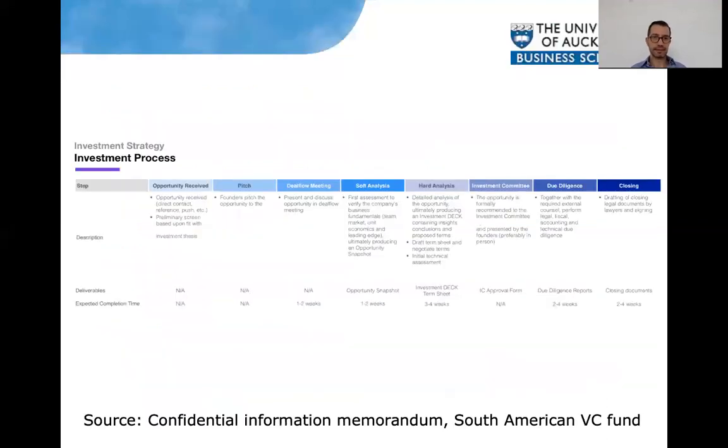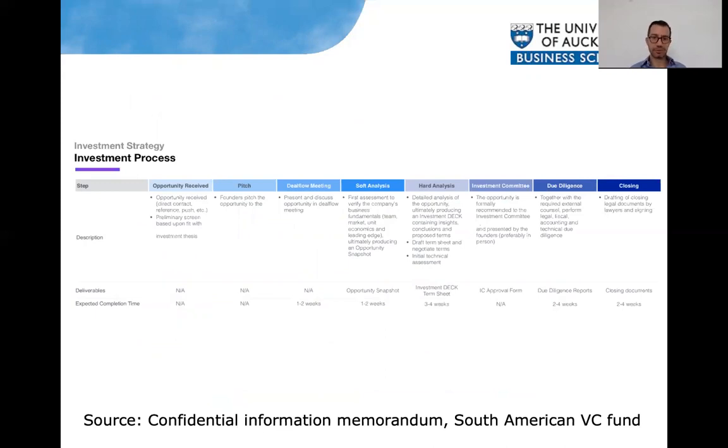This is another example of the investment process. This is a case I've taken from a South American venture capital fund, and you can take a look, you can pause the video. Basically what they are saying is exactly what we have shown in the previous slide. You sign the opportunity, you do a pitch, and then they do analysis, soft and then hard. The investment committee meets, further due diligence, and then closing.